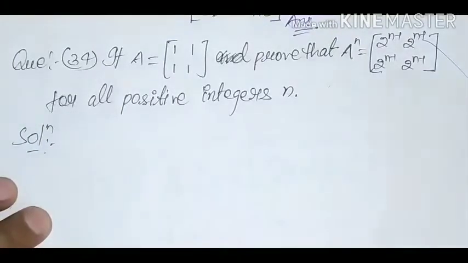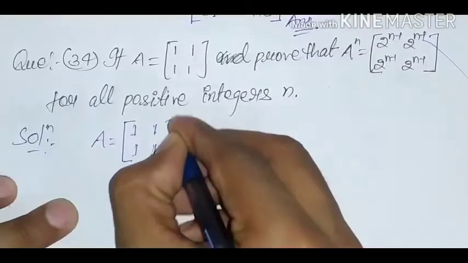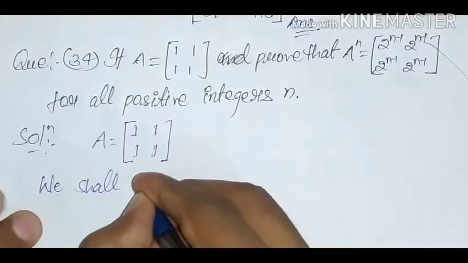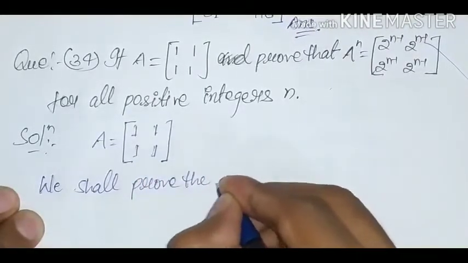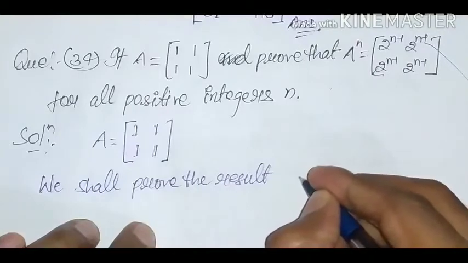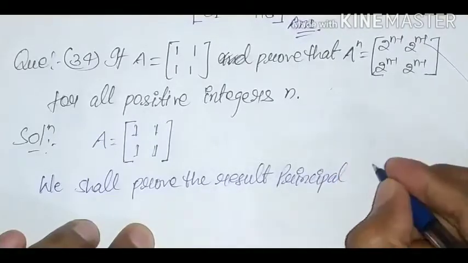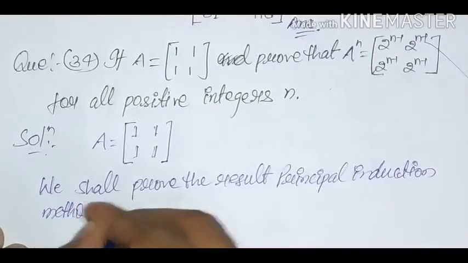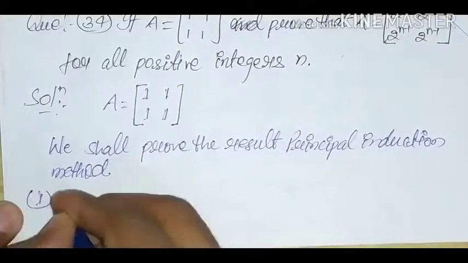The given matrix A equals [1 1; 1 1]. This is a 2 by 2 matrix, and we shall prove the result by the principle of induction method. I'm going to do it. First step.